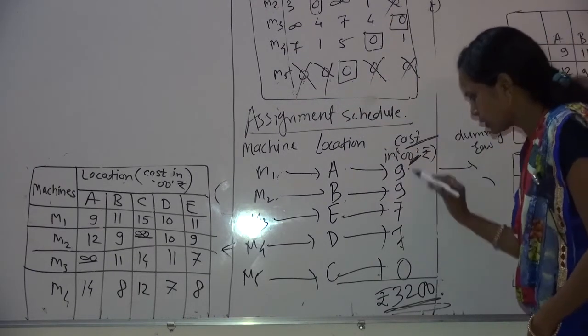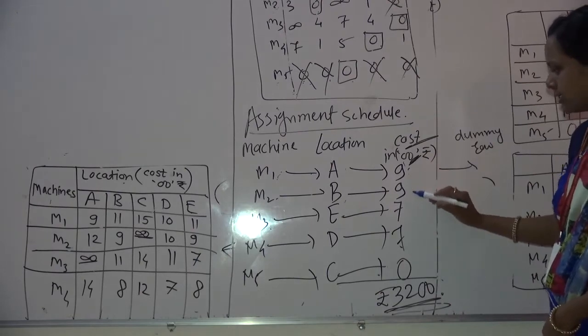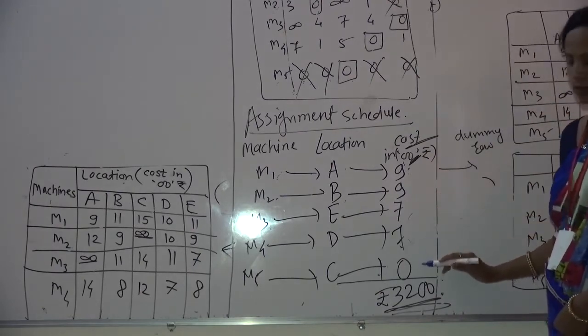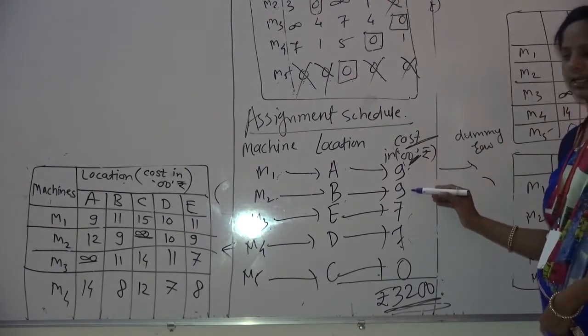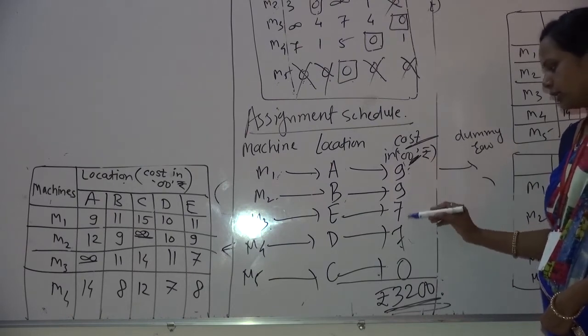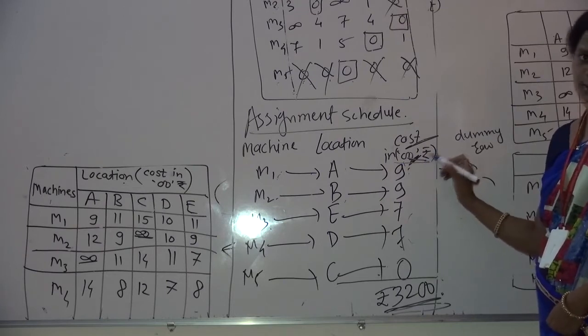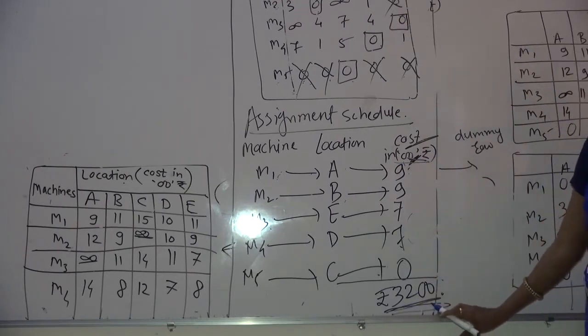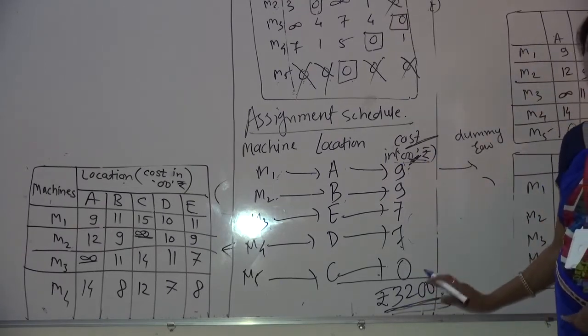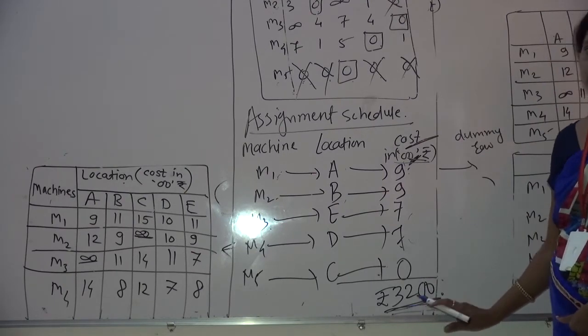So all the original values you have to write: 9, 9, 7, 7, 0. So we have to add 9 plus 9, 18, plus 14, 32. So cost is in 100 rupees. Therefore here we write 3200. So our optimal minimizing cost is 3200.